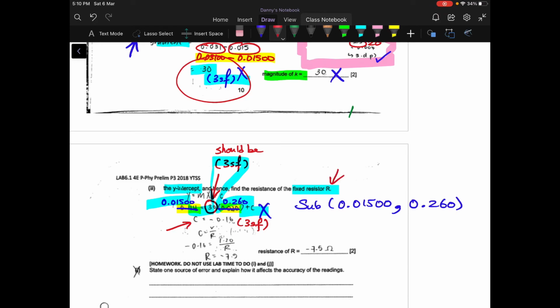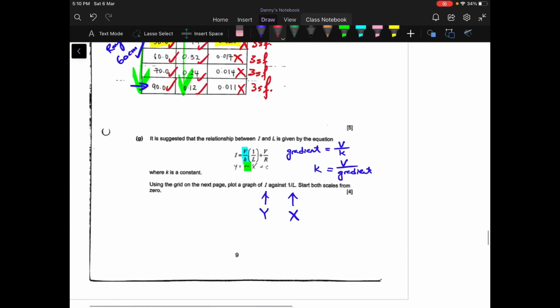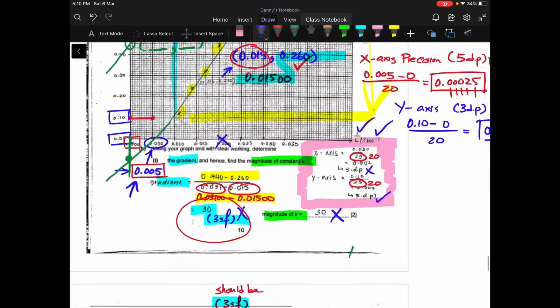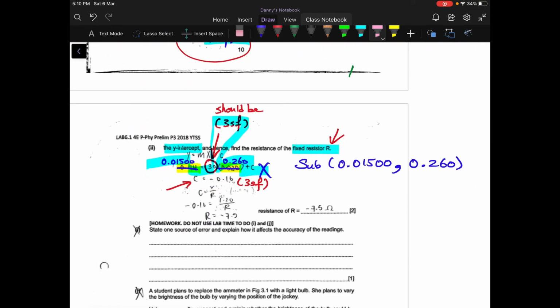And your job is to find R. So what happened is that if you look at here, your y-intercept is actually corresponding to this. So in a certain way, your y-intercept is equals to V over R. So to find R, it is just V over the y-intercept. So as a result, down here, she did it right this time round. Yeah. C equals to V over R, but unfortunately this would be 3SF. Okay, so as a result, this should also be 3SF.